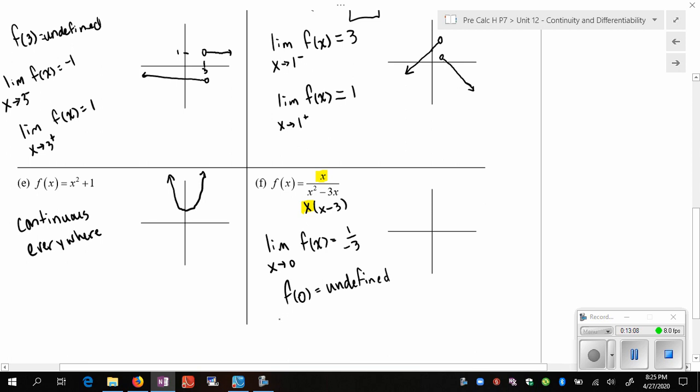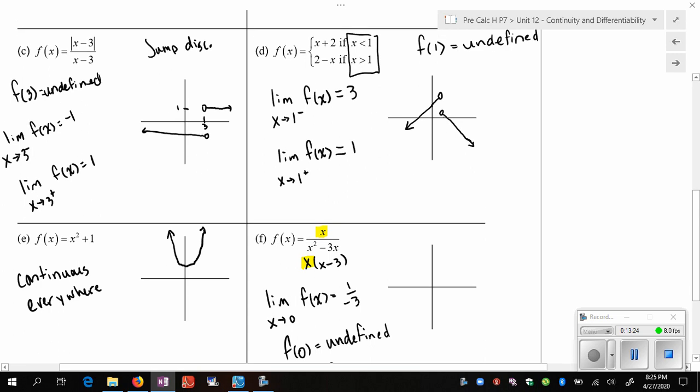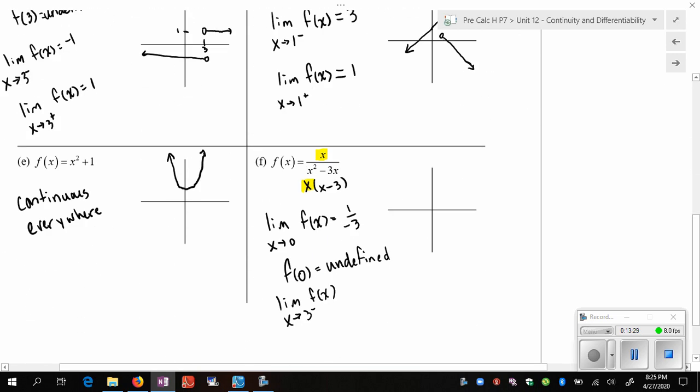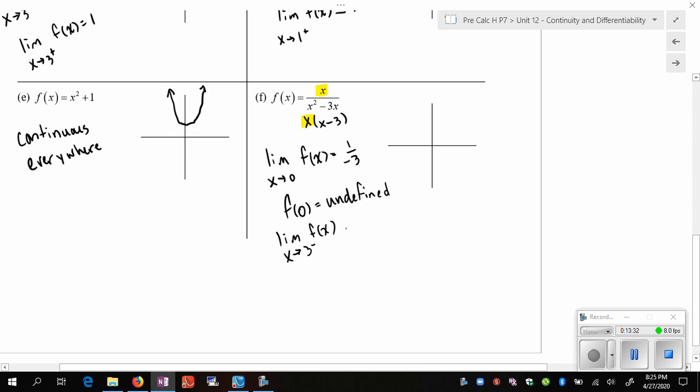Okay, so then we have the limit as x goes to 3. And since I kind of already have an idea that this is an infinite discontinuity, I'm going to do a one-sided limit for this one. Well, we actually already have that up here in part B, don't we? The limit as x goes to 3 from the left is going to be negative infinity. So if I try to graph this function, we have a hole at 0, negative a third, and a vertical asymptote at x equals 3.